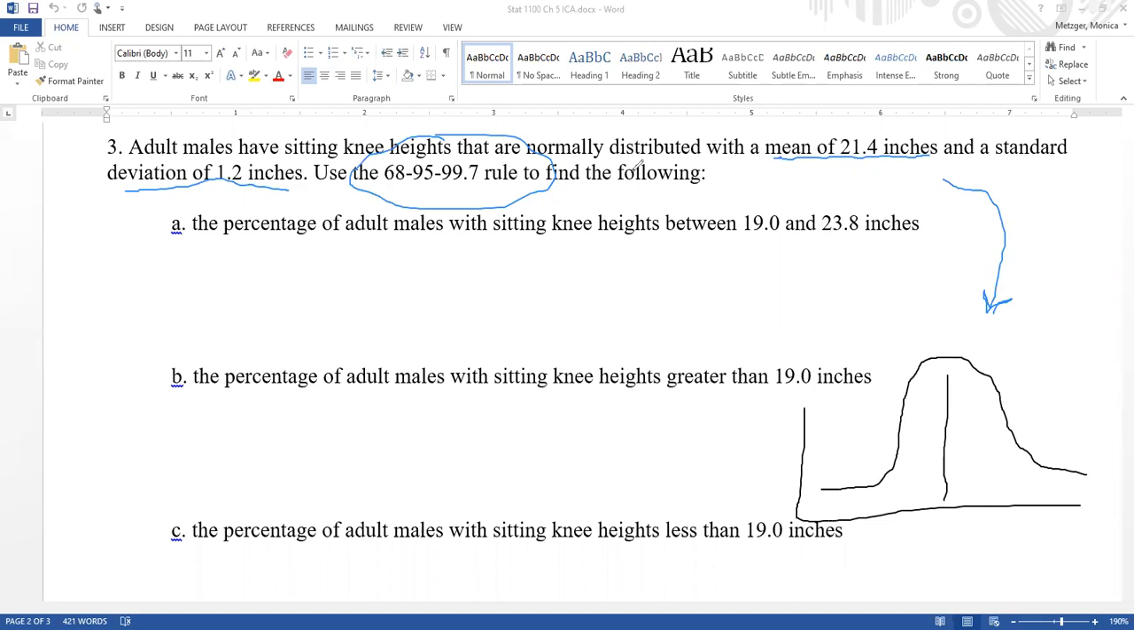So I have the mean right in the middle, which would be the 21.4. And I want to go ahead and label out to 3 standard deviations in each direction. So notice I'm going to move to the right first. So I'm going to take that 21.4 plus 1 standard deviation, which we're told is 1.2. And so now I have a value of 22.6.